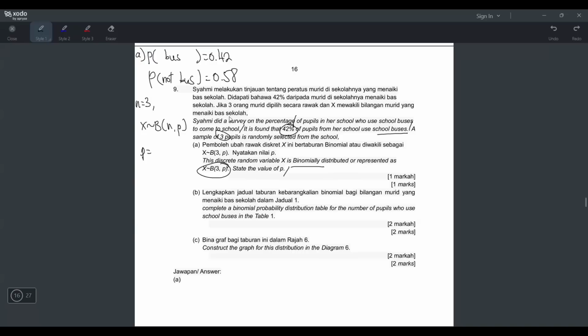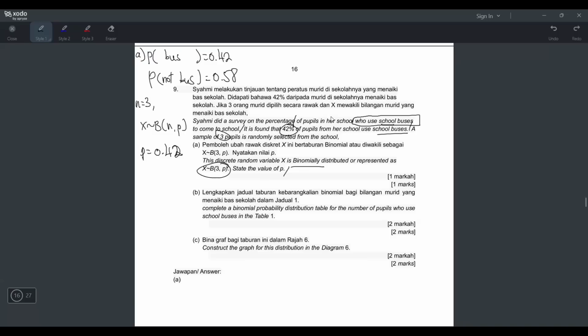Do you remember Shami did a survey on the percentage of people who use the school bus? It means if you go to school using the school bus, then it's considered success. It means the probability of success is the probability of going with the school bus. That's why the P is 0.42. So my point here is you will just remember this: when you want to know the probability of success, always look at the last line. Most of the time they will give it to you in the last line. It's just that this question, they give it somewhere up here.